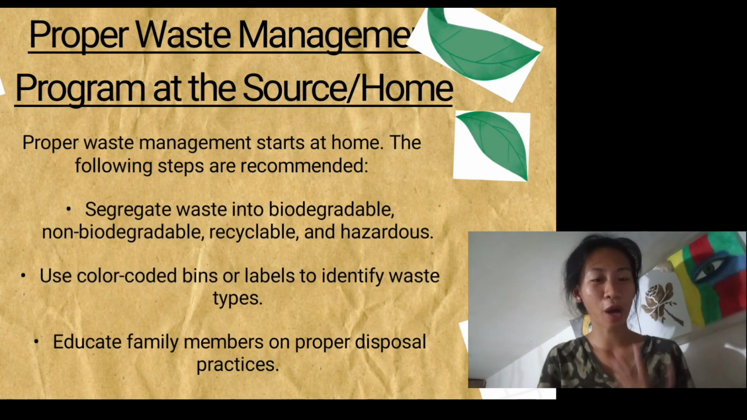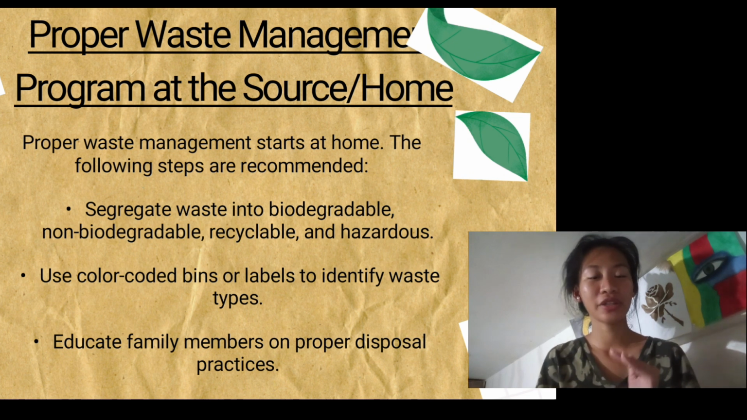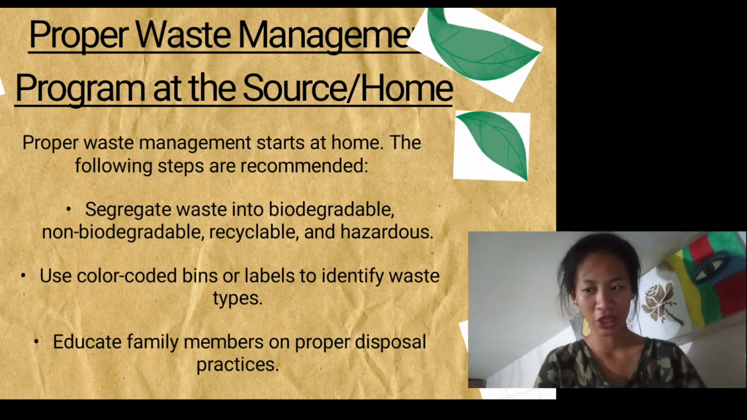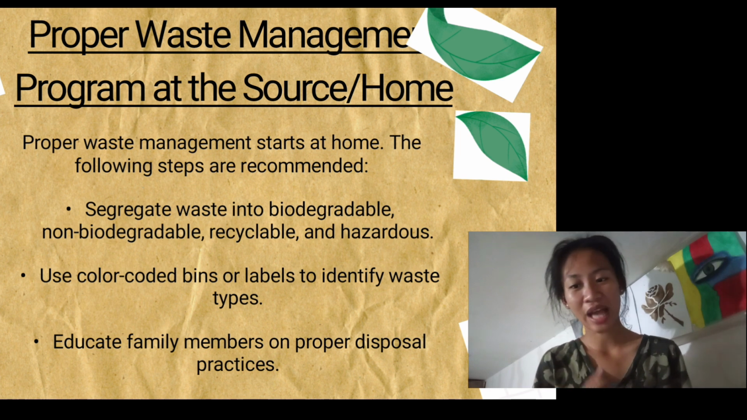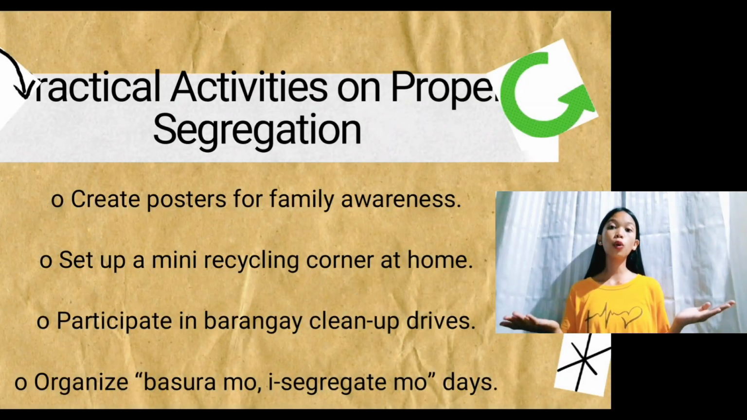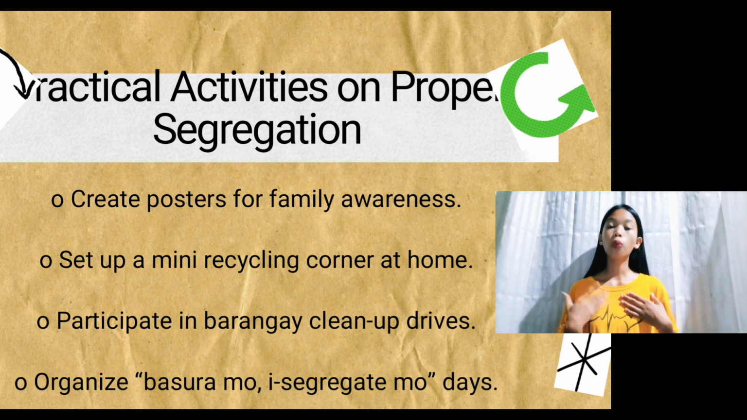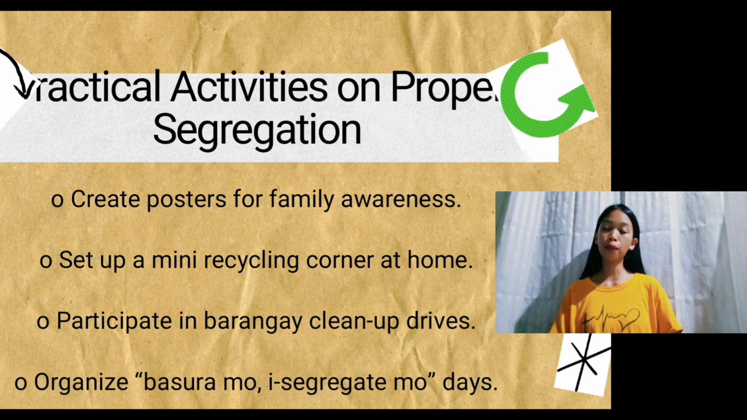Now, let's tackle proper segregation at source or at home. First, let's segregate the non-biodegradable, biodegradable, reusable, recyclable, and the hazardous materials. Second, we should use color-coded bins or labels to identify the waste types. Third, let's educate our family members and our community about the proper disposal of our waste. We all know that proper segregation is very important. As individuals, we can contribute to maintaining these practices and help reduce the growing problem of waste.